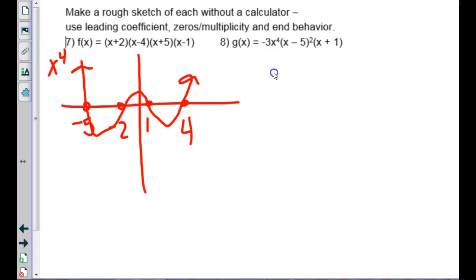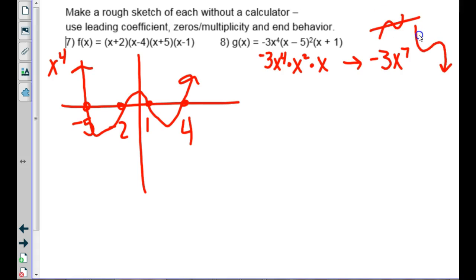All right, number 8 is what degree? We have a negative 3x to the 4th, but then this one would be, when we fold it all out, an x squared, and this one back here would have an x. So it's a negative 3x to the 7th. So odd degree is normally this, but the negative means this. So it's going to come from the top on the left.